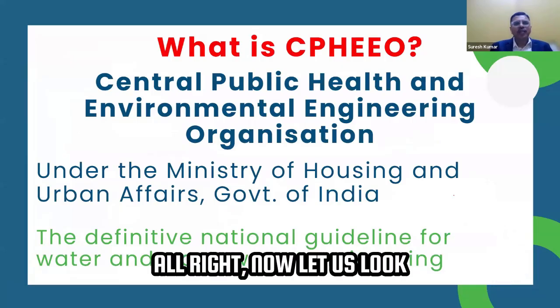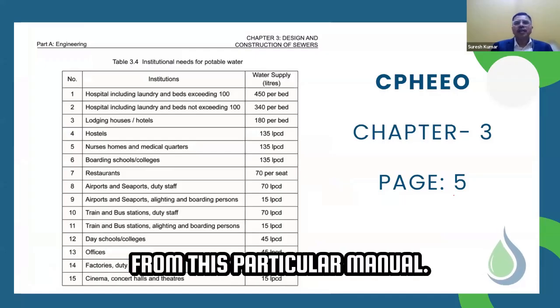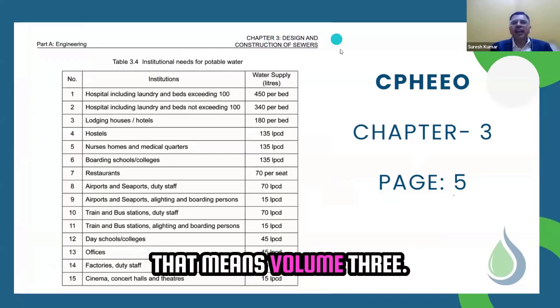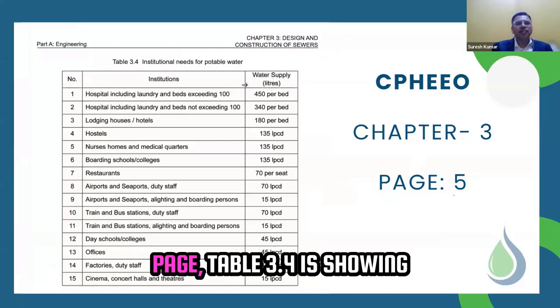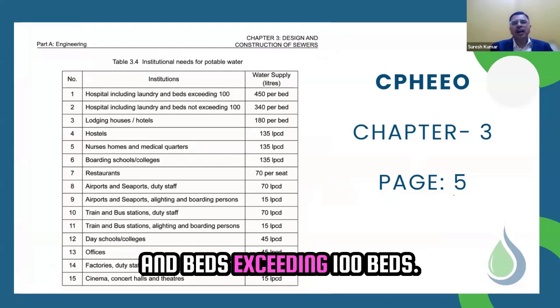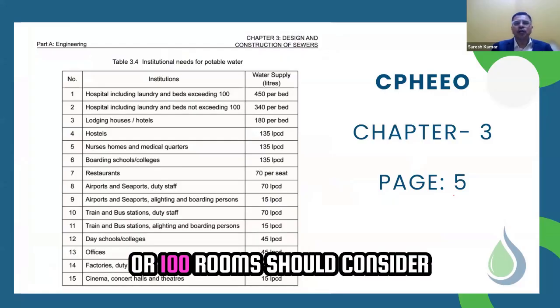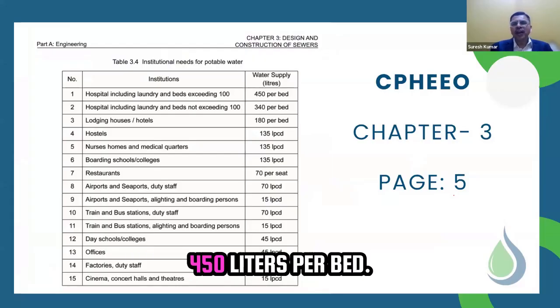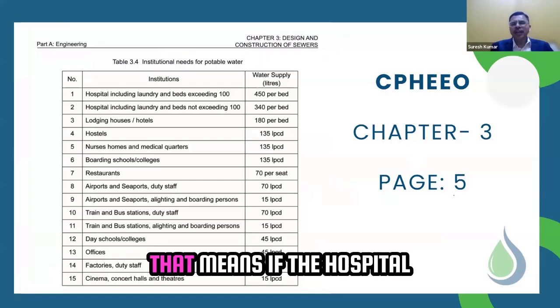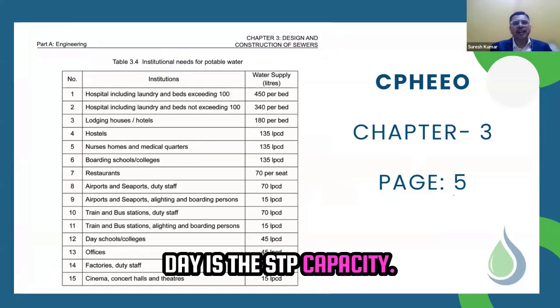All right. Now, let us look at the information from this particular manual. This manual, chapter 3, that means volume 3, if you go to this particular page, table 3.4, is showing you the relevant data. Hospitals including laundry and beds exceeding 100 beds. That means any hospital with more than 100 beds should consider 450 liters per bed. That means if the hospital has 100 beds, it is 450 multiplied by 100. That is 45,000 liters per day is the STP capacity.